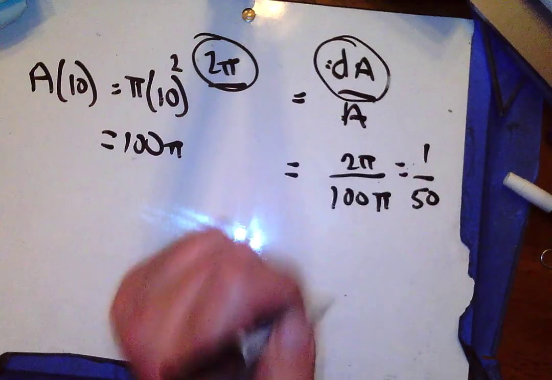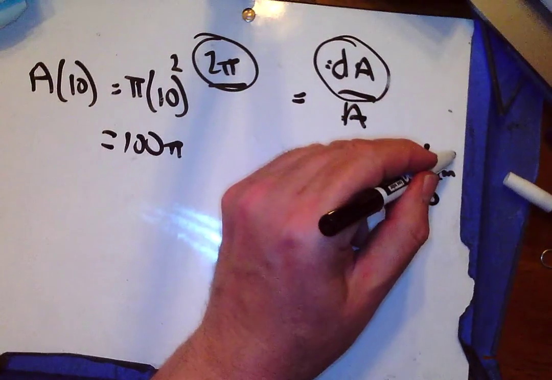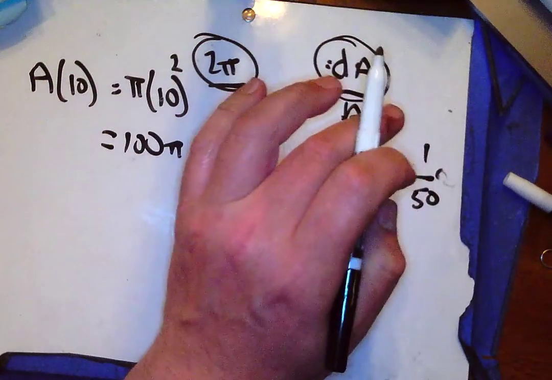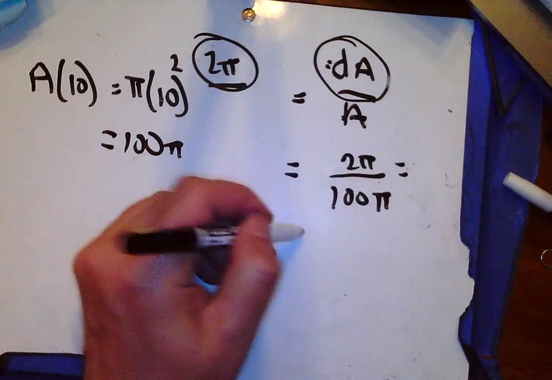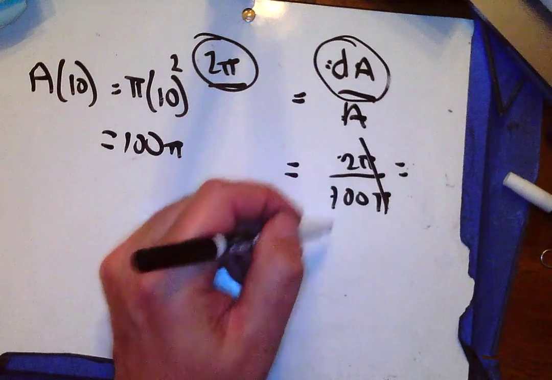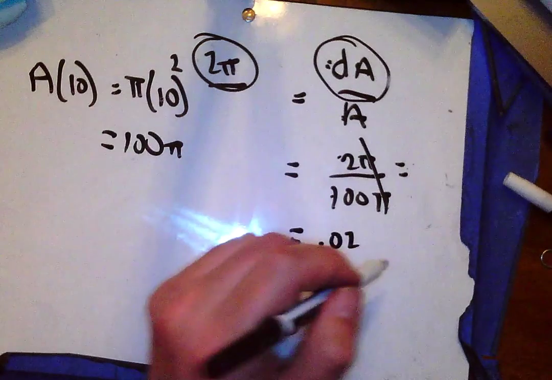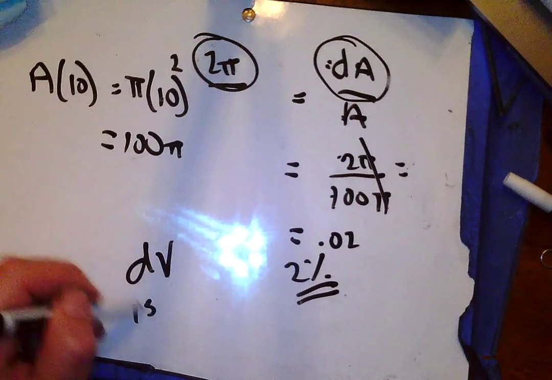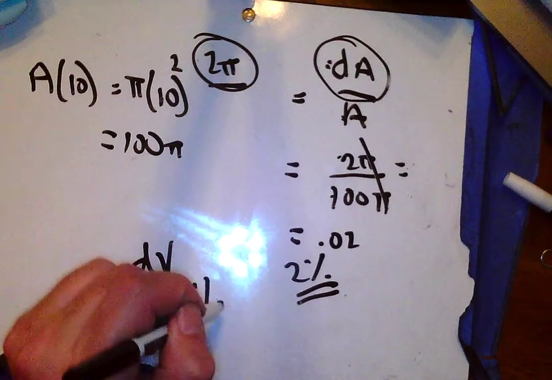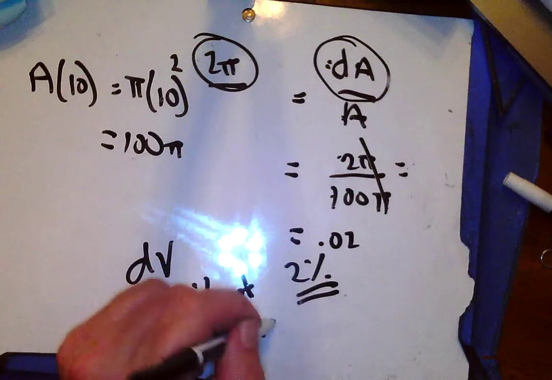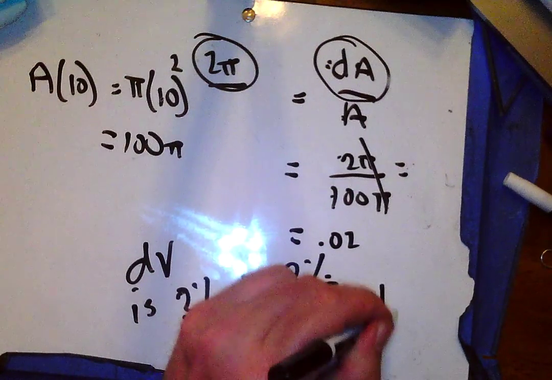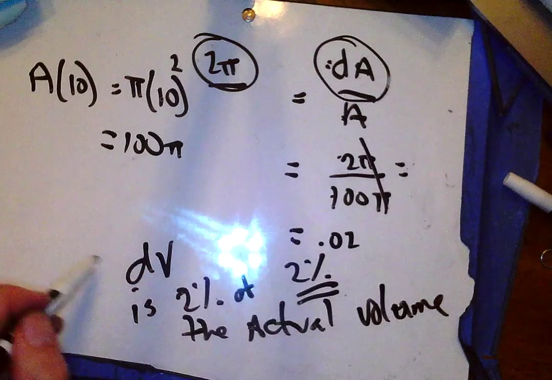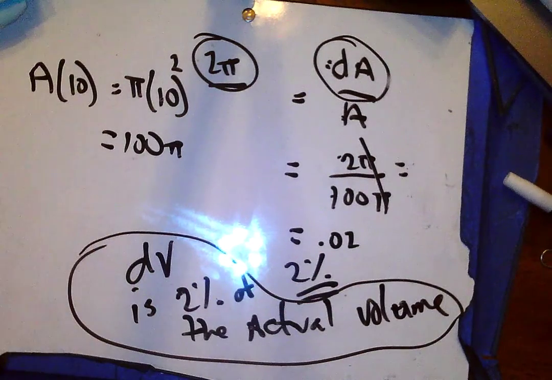So that's 1 over 50 centimeters. No, it isn't. Don't do it that way. Instead, you should say, aha, 2 divided by 100 is 0.02. And we know that as 2%. So dA is 2% of the actual area. And depending on your needs, this may or may not be reasonable enough.